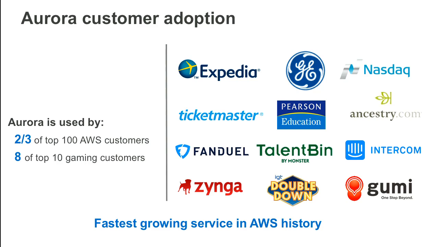Aurora is the fastest growing service in AWS history. It's used by over 60% of the top 100 AWS customers. It's used in a very large number of gaming customers. There's a bunch of different logos in the slide. These are all people who are using Aurora. It's just a sample. Like I said, it's growing really fast.